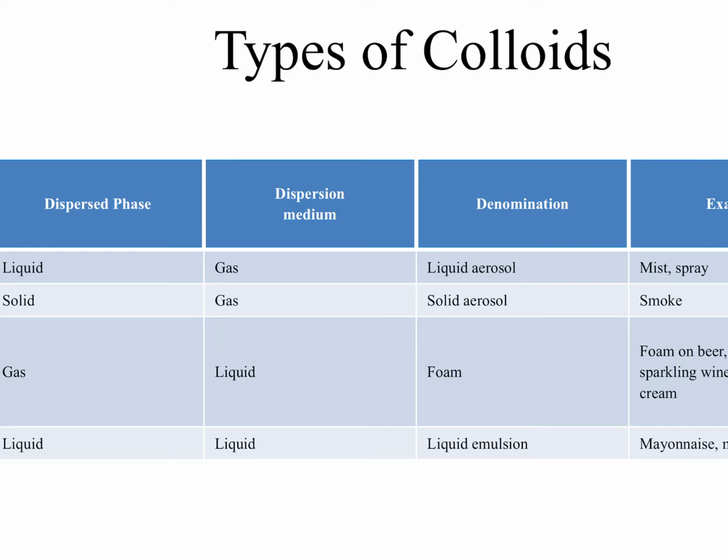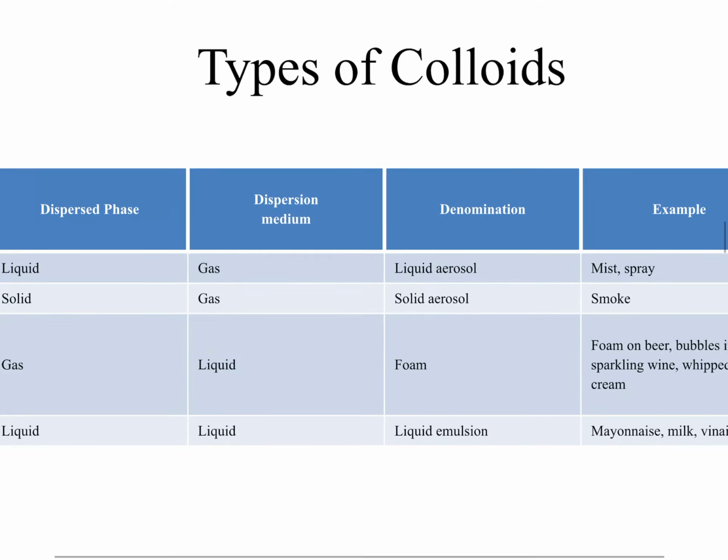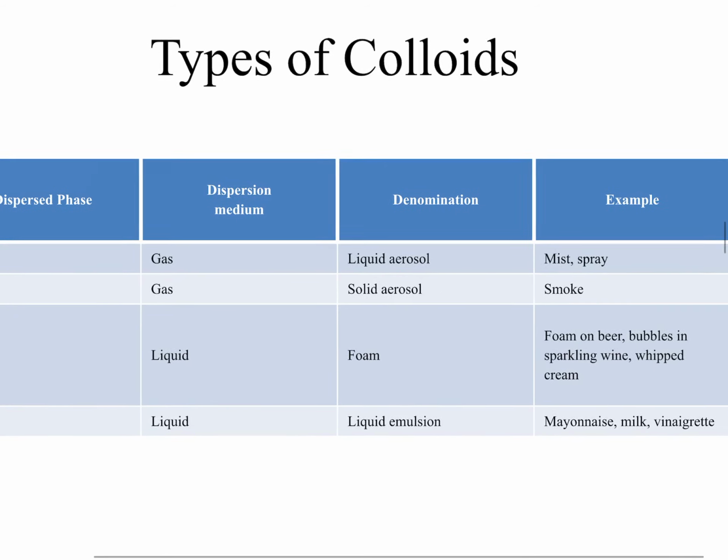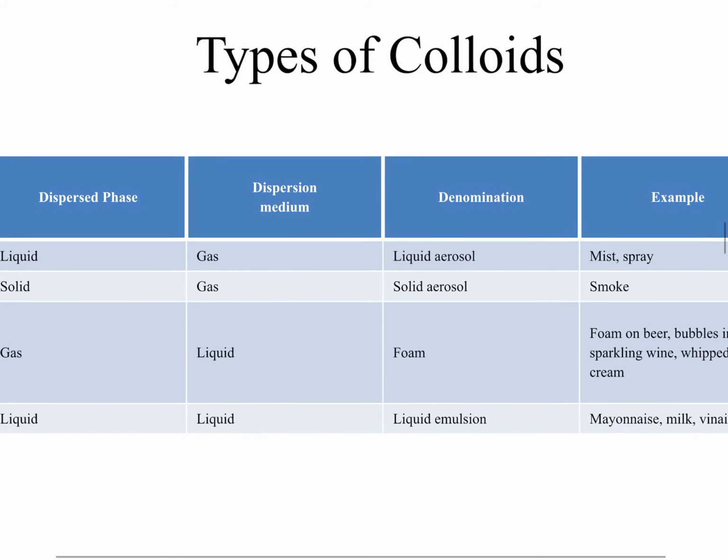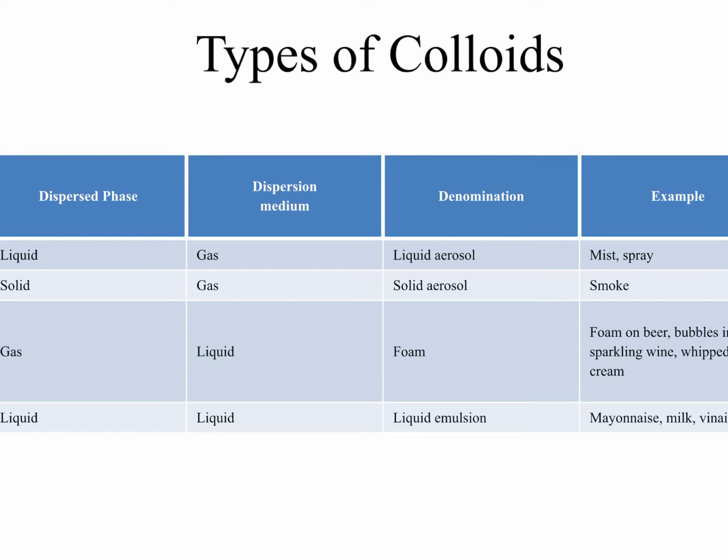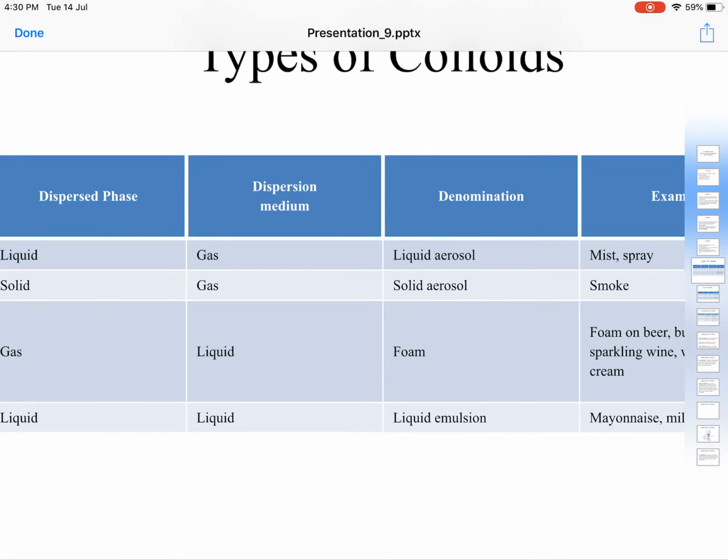Then liquid in liquid is called a liquid emulsion. Examples: milk is a liquid emulsion, vinegar, mayonnaise, our liquid paints. They are all emulsions, liquid in liquid.